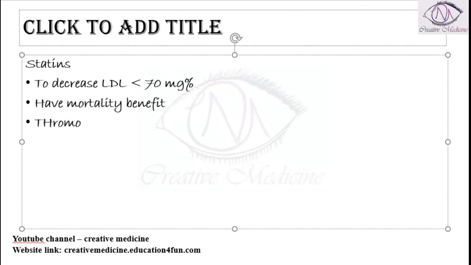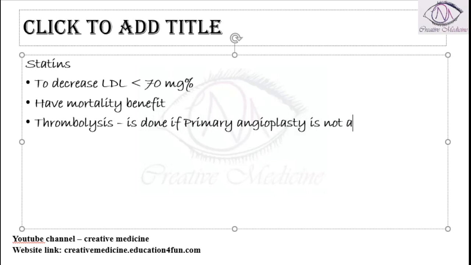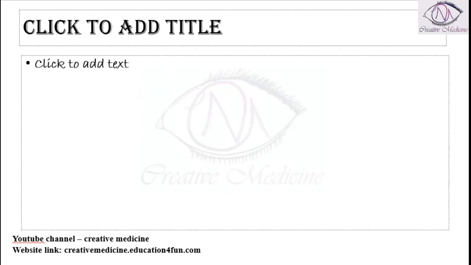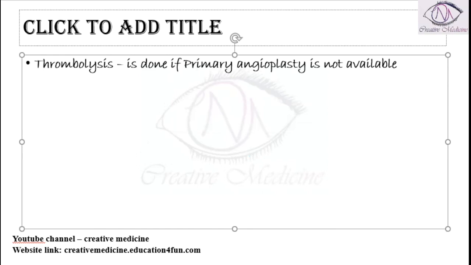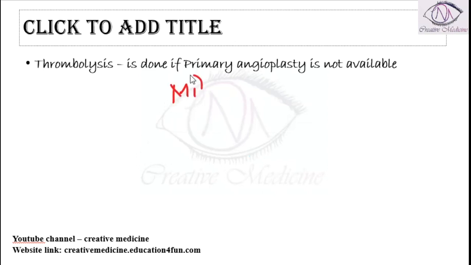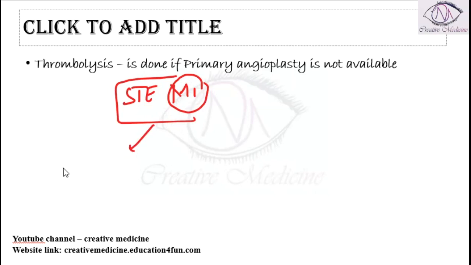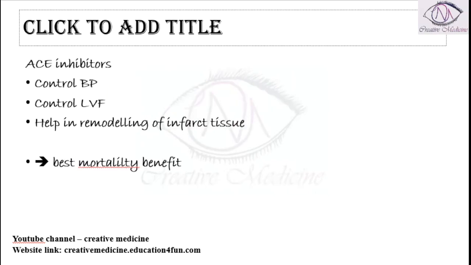Then thrombolysis can also be done. Thrombolysis is done if primary angioplasty is not available. If primary angioplasty is available, then we do primary angioplasty. If it is not available, then thrombolysis is done. If you suspect an MI in a patient, that is ST segment elevated MI, in such cases, first, all the above drugs should be given.